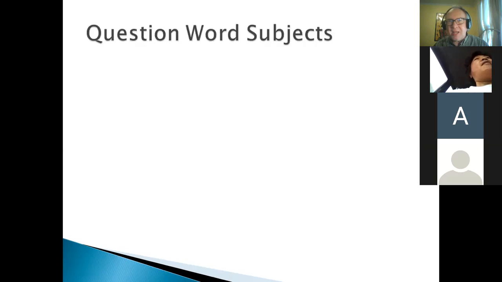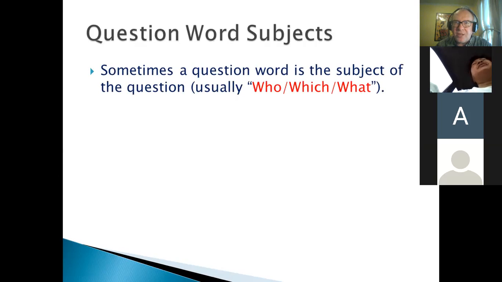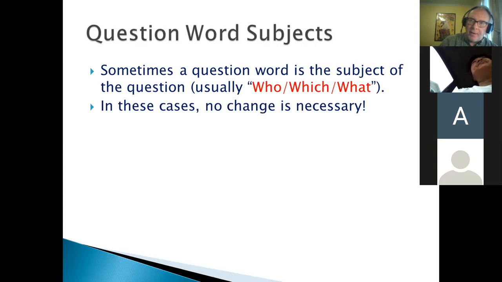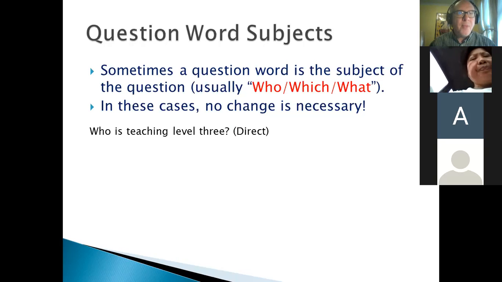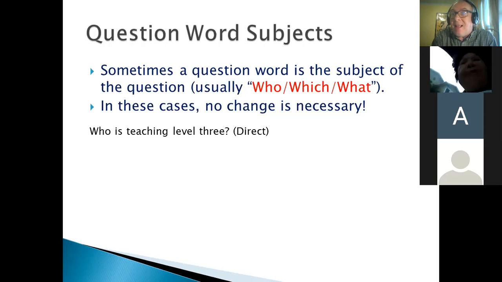Now, here's a little bit of a tricky one. Question word subjects. Sometimes a question word is the subject of the sentence, usually with who or which or what. In these cases, no change is necessary. Example, who is teaching level 3? Right? The subject of the sentence is the word who. There's no person in this sentence, right? There's only the question word. Because I don't know the subject. That's what I'm asking about. I'm asking about who is the subject of this sentence.